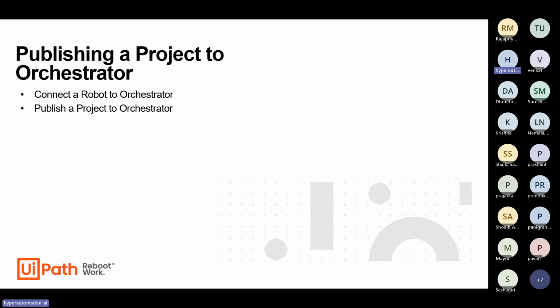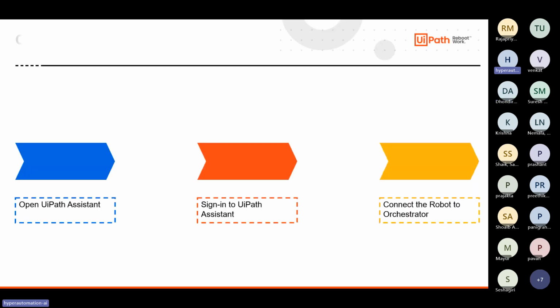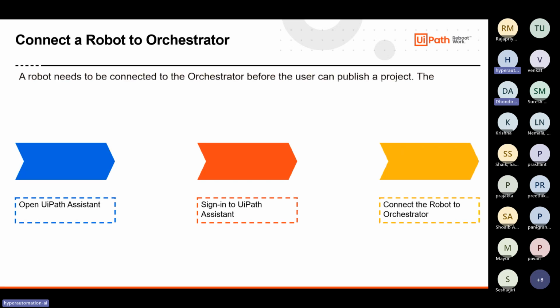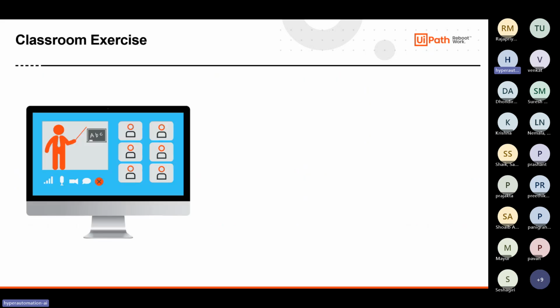Let's see how we can connect a robot to the orchestrator and publish a project to the orchestrator. A robot needs to be connected to the orchestrator before the user can publish the project. The procedure for connecting the robot is to open the UiPath Assistant, sign into the UiPath Assistant, and connect the robot to the orchestrator. We would like to see these particular steps and how we can achieve the same.